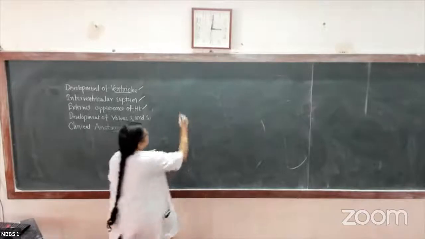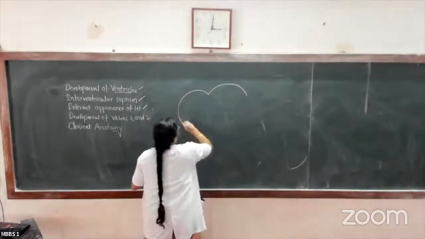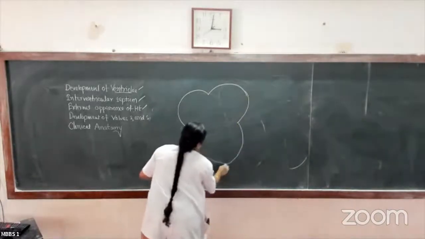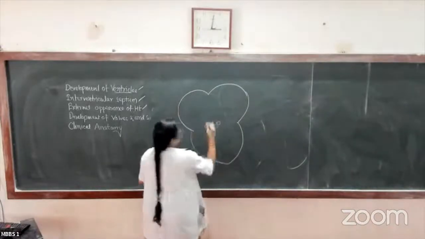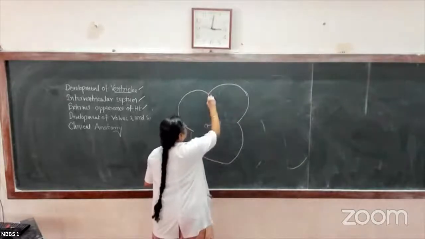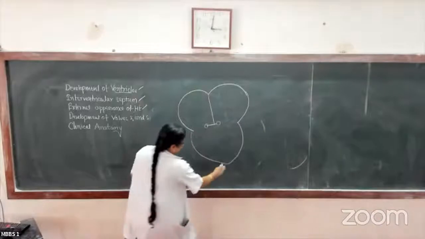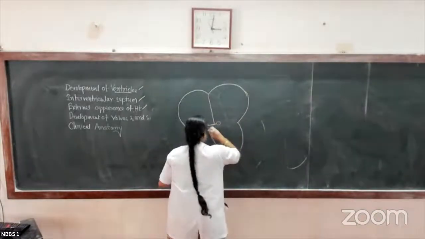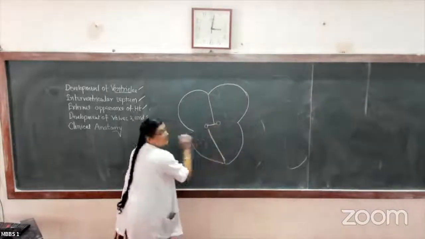One more important part is that these two are atria, and here is the ventricle, and here you get an interatrial septum. Now here you get septum intermedium. Now interatrial septum will come and join this. Interventricular septum will come and it will join here. So these are not coming in the same vertical plane.